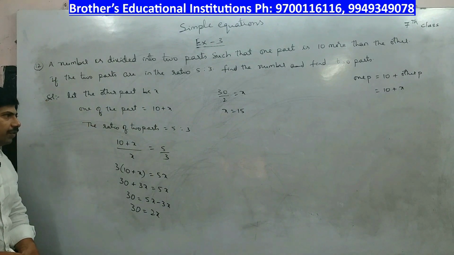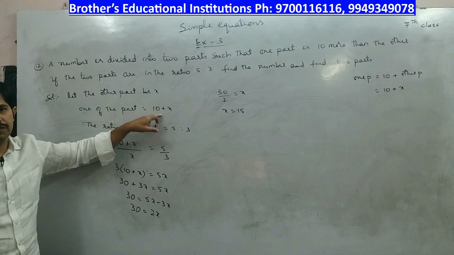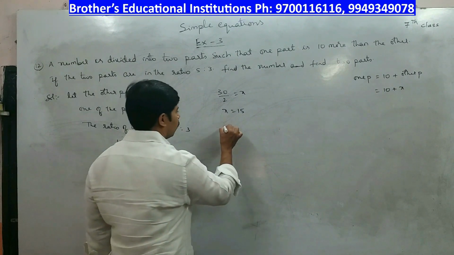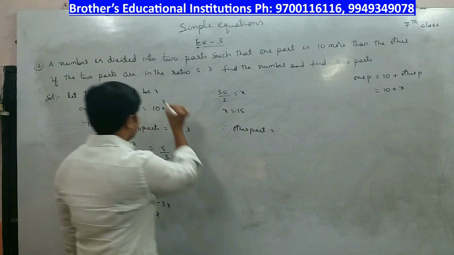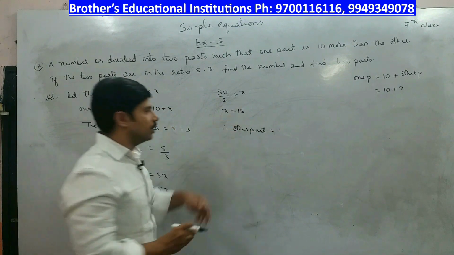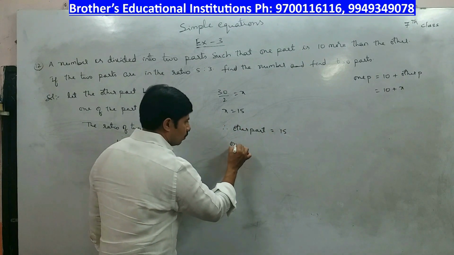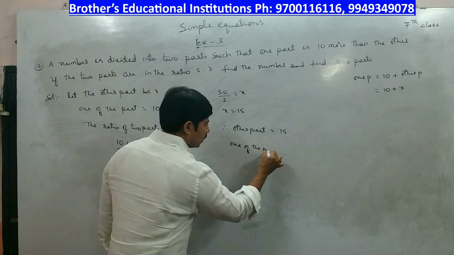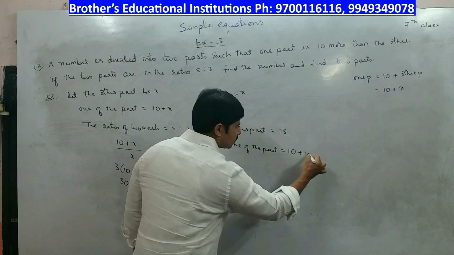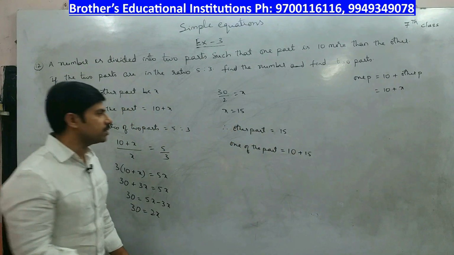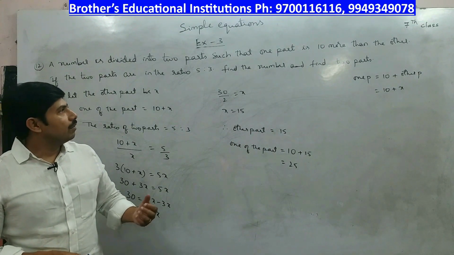Now we got x is equal to 15. That means the other part is x, and one of the parts will become 10 plus 15. That we will substitute now. So what is the other part? The other part is nothing but x, and that x value is 15. So I will write the other part as 15. Then one of the parts we can also find: it is nothing but 10 plus x, which is 10 plus 15, that is 25.